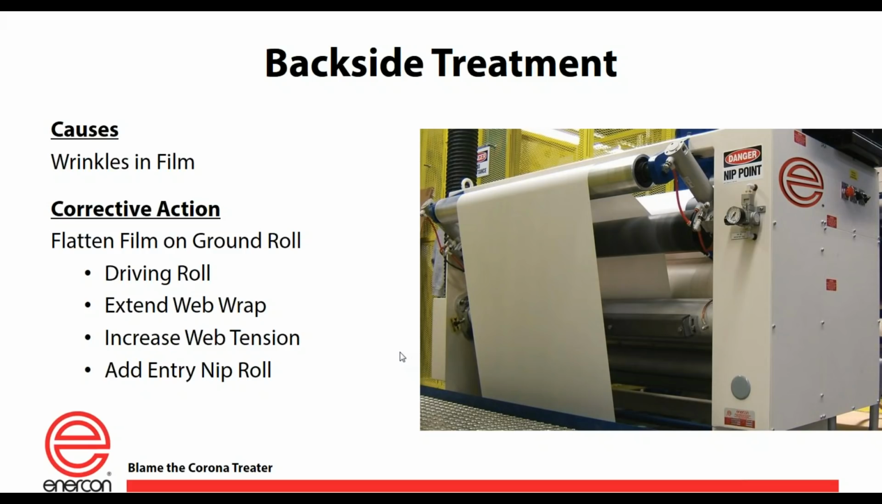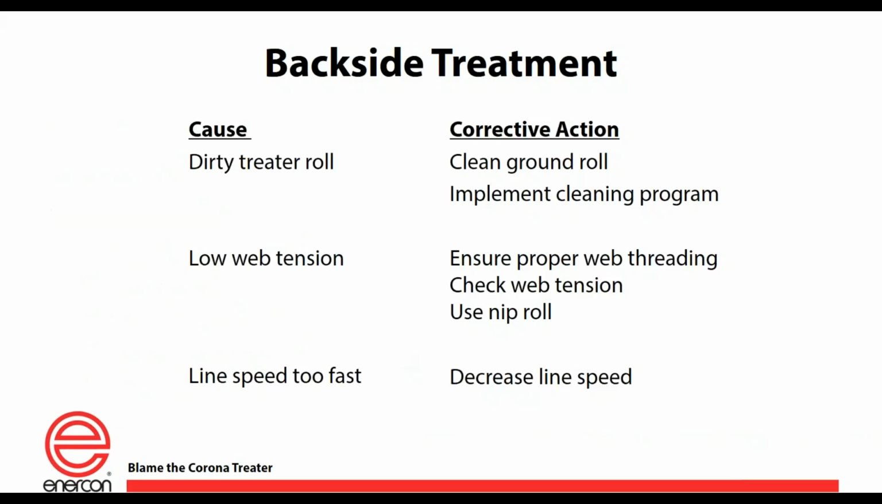But really, you want to make sure that these wrinkles, or the cause of the backside treatment, how you got the air back there, is really where the remedy's got to come. And usually it's as a result of things like, Todd's slide comes to mind now, the dirty treater roll, and that's an easy thing, right? You can clean that and get that remedy. Low web tension, make sure your film is running properly through the treater.